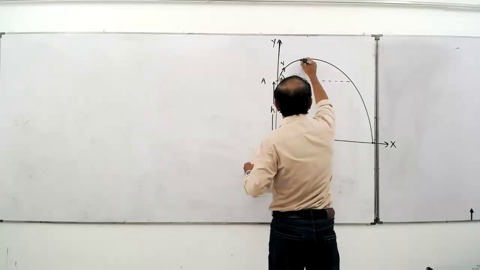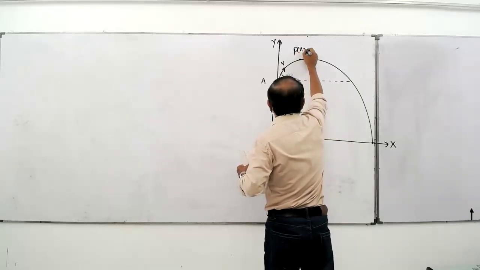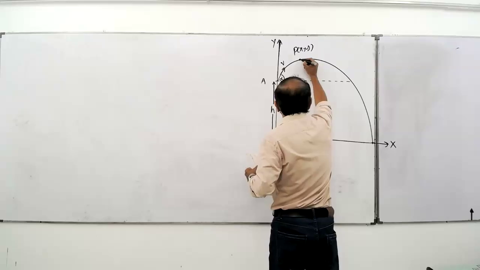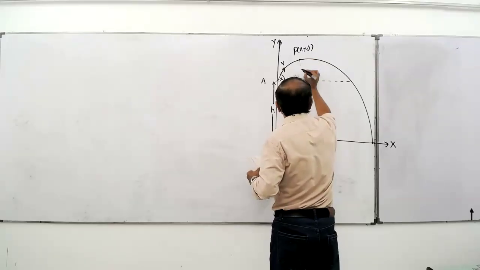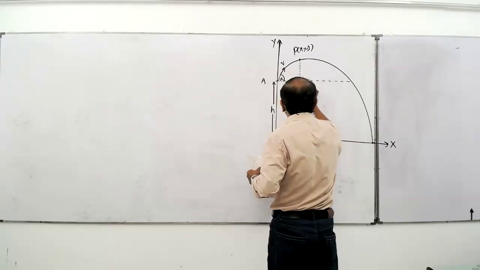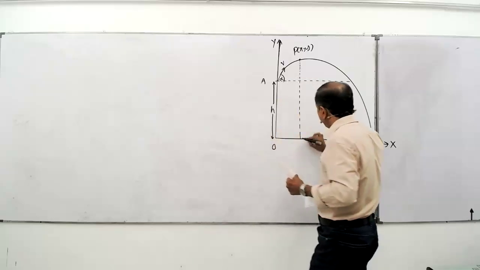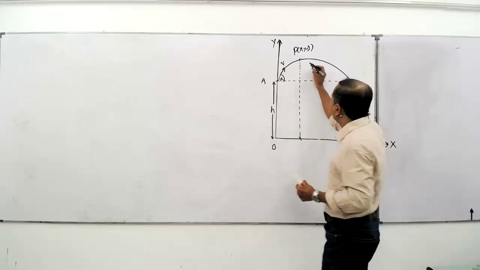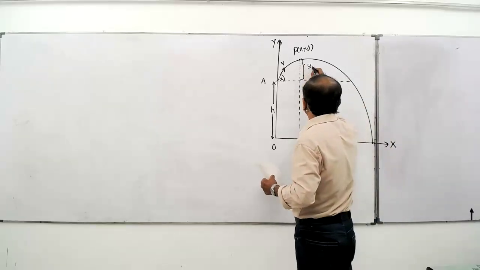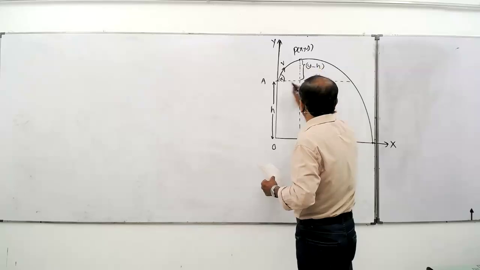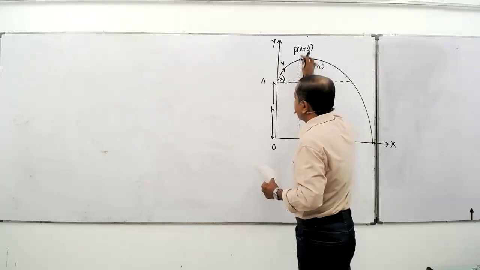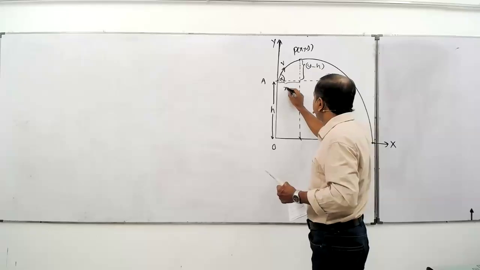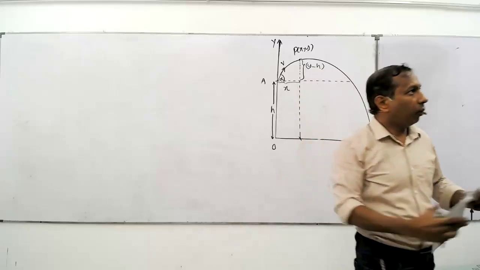So I take the point P here with coordinates x, y. What is meant by y? This height, the whole height from the x-axis, is y. From here to here, y. But from here to here, what is this? y minus h. What is this length? It is the x coordinate of this point.